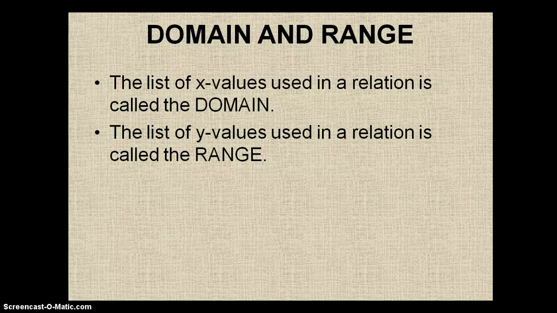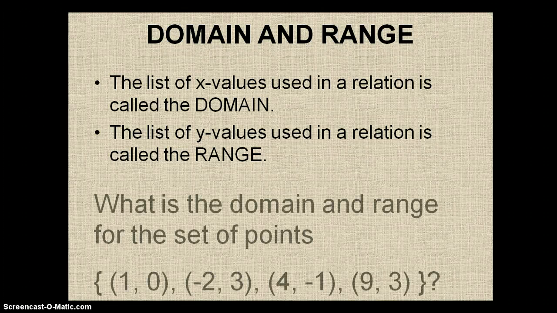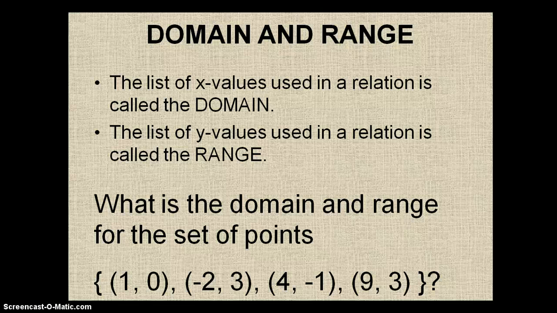We also have what's called domain and range values with relations. Domain values are just basically a listing of all of your x values or all of your input values, whereas your range is a listing of all of your y values or your output values. So take a look at the example that we were just referring to, and let's think about what the domain and range would be for the set of points below. Try it on your own. The domain is just the listing of all your x values, and the range is a listing of all your y values.